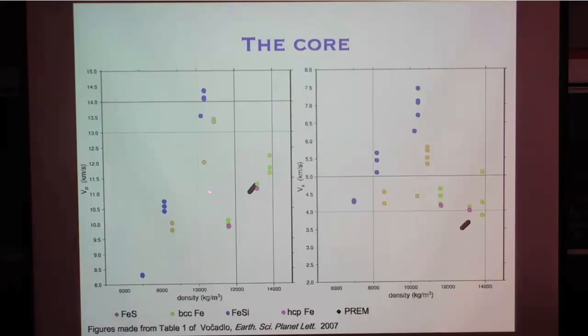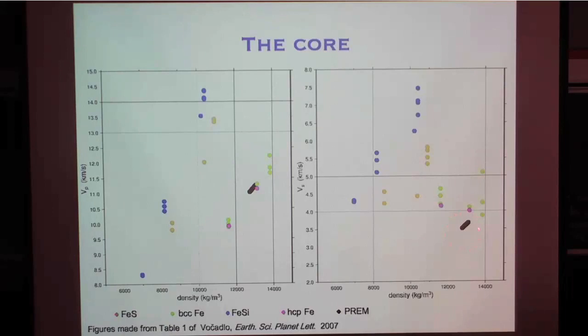When we look at this picture, we see that we can get PREM to sit in VP and density space near some of the points. It's actually near a couple of different points. We've got HCP and BCC iron. We can't have pure iron in the core because then it would be too heavy. The mass would be too high. But we can see we can get close.